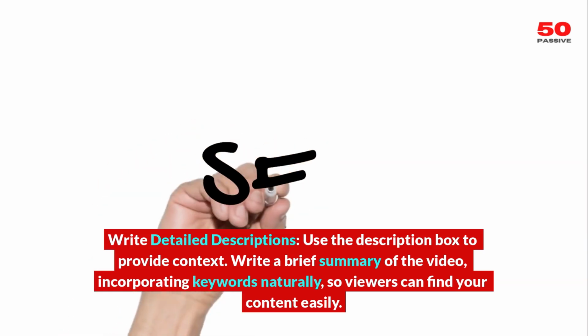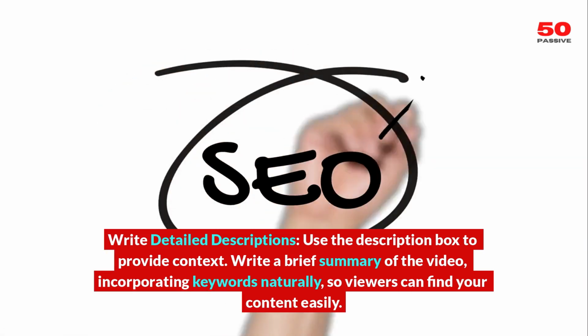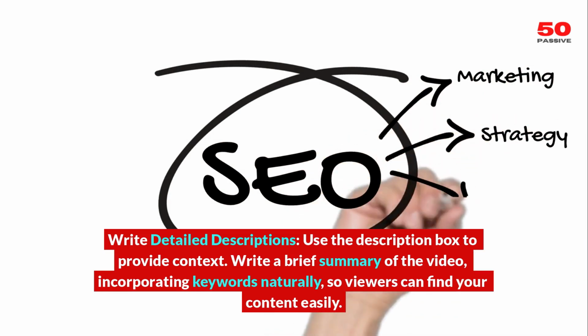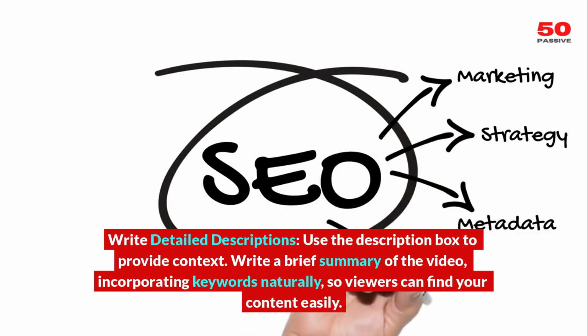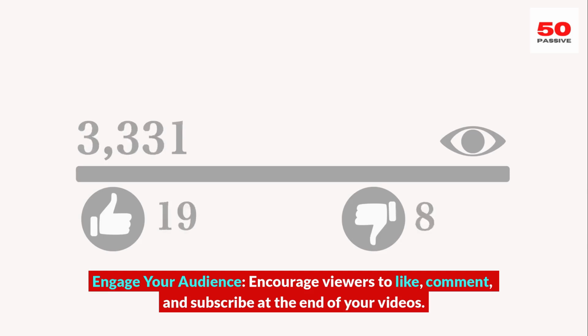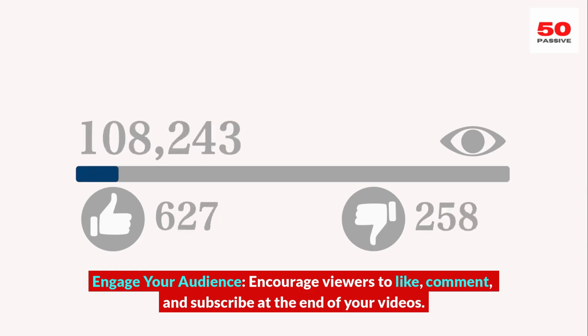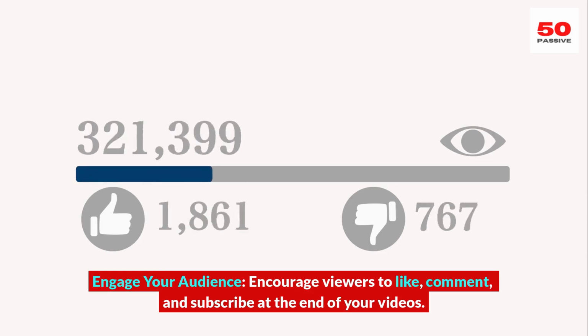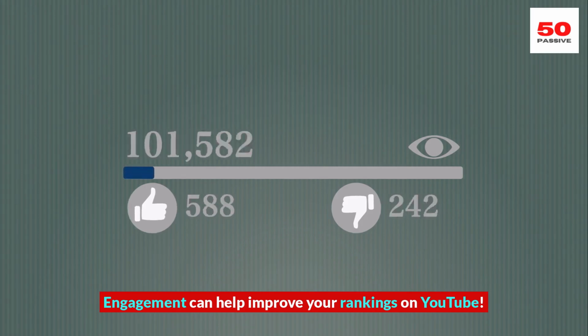Write detailed descriptions. Use the description box to provide context. Write a brief summary of the video, incorporating keywords naturally so viewers can find your content easily. Engage your audience. Encourage viewers to like, comment, and subscribe at the end of your videos. Engagement can help improve your rankings on YouTube.